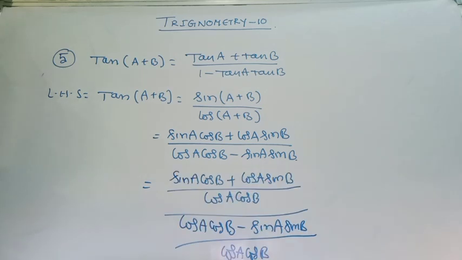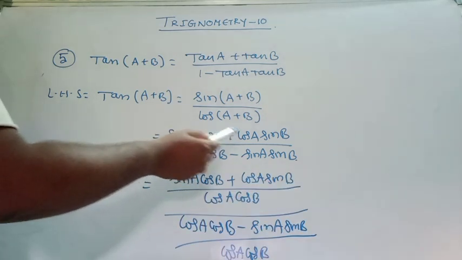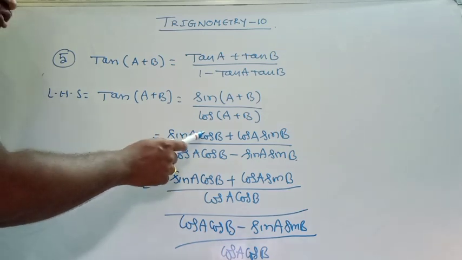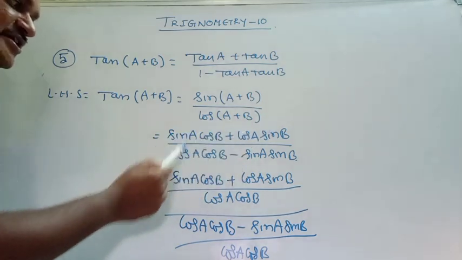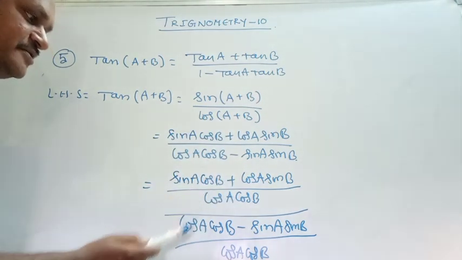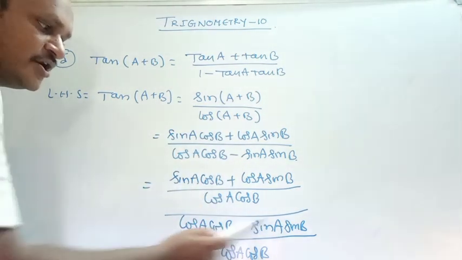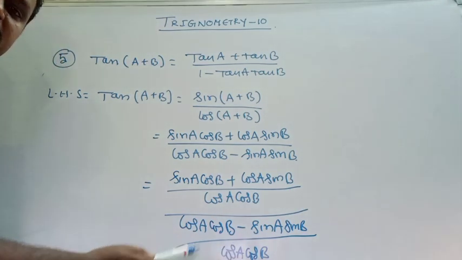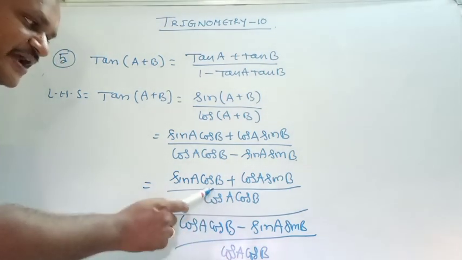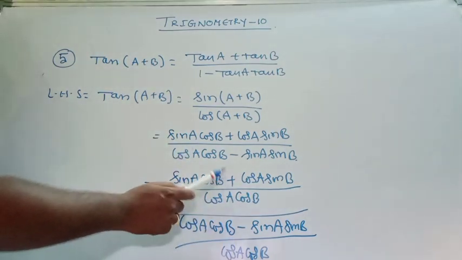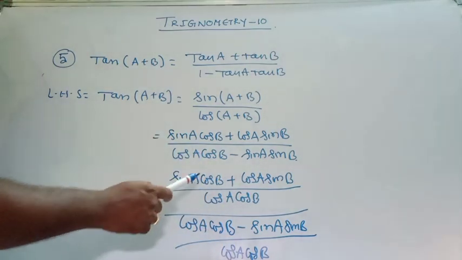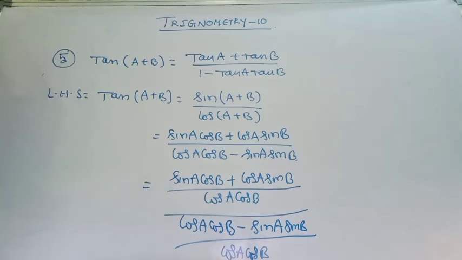Now what we do is divide the numerator and denominator by cos A cos B. We take the numerator and divide it by cos A cos B, and also the denominator we divide by cos A cos B. That means you just multiplied and divided by cos A cos B, which is allowed in mathematics. They would just cancel, but we want to take this in a different form. That's why we have taken it like that.